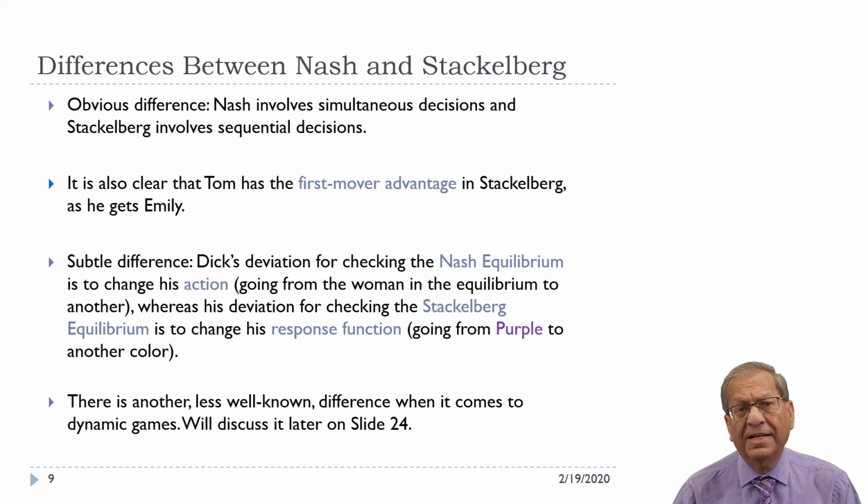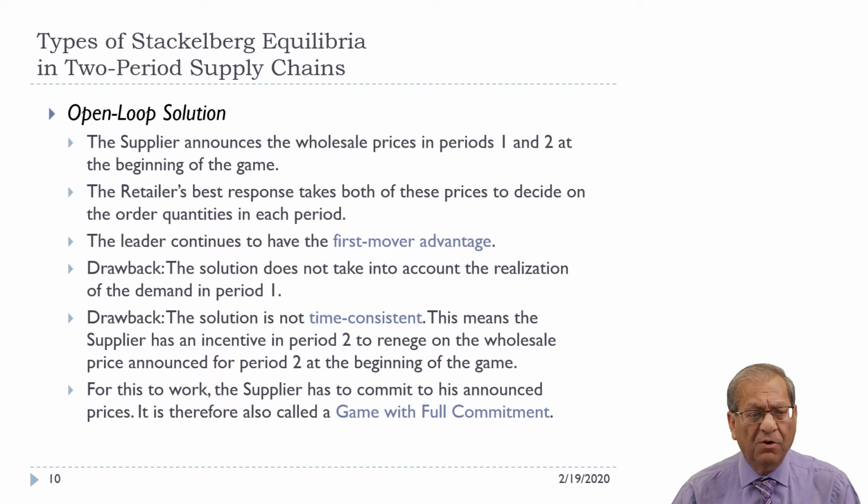There's also another difference which is not well known, and that difference will become clear when we get to slide 24. When we go from one-period games or static games to dynamic games, there are a number of possible equilibria. We will now look at only two-period supply chains just for simplicity, and we will only discuss two types of equilibria. The other equilibria are available in the literature.